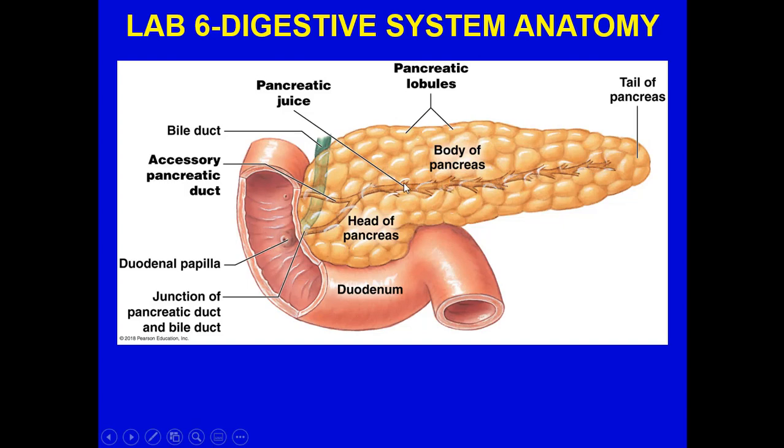ductwork that goes through the body of the pancreas, and it collects the secretions of the bicarbonate ions and the inactive enzymes. They will be activated when they get into the duodenal lumen right here. This is the tail of the pancreas, and all of these are lobules consisting of acini, and these are the cells that are going to make the various secretions, the enzymes, etc.